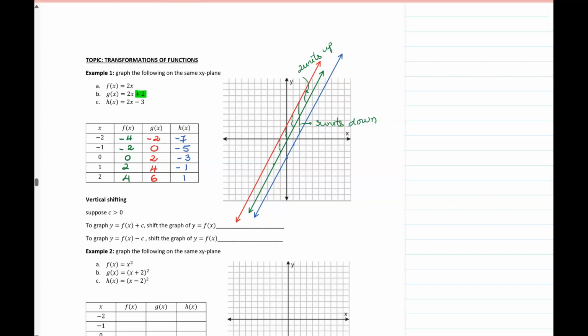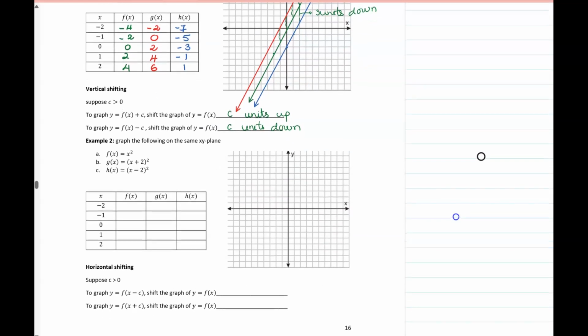So for vertical shifting, suppose that c is greater than 0, the graph of f of x plus c shifts the graph of y equals f of x up c units, and c units down if we are subtracting. So let's take a look at the next case.